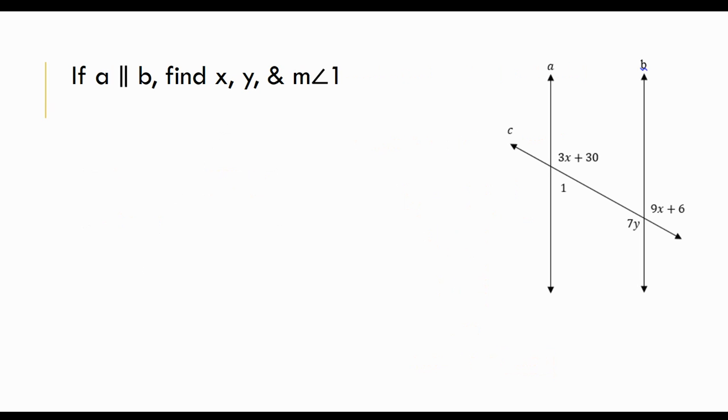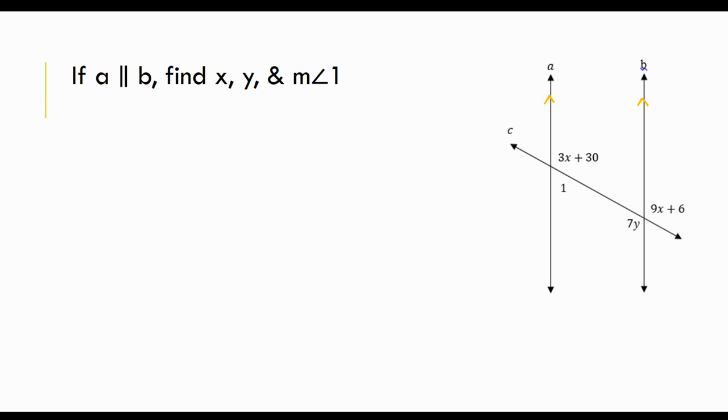All right, let's take a look at this. We are told that A is parallel to B. We want to find x, y, and the measure of angle 1. So if A is parallel to B, I can mark that in my picture. Those two lines will never intersect. Notice that we have a transversal.